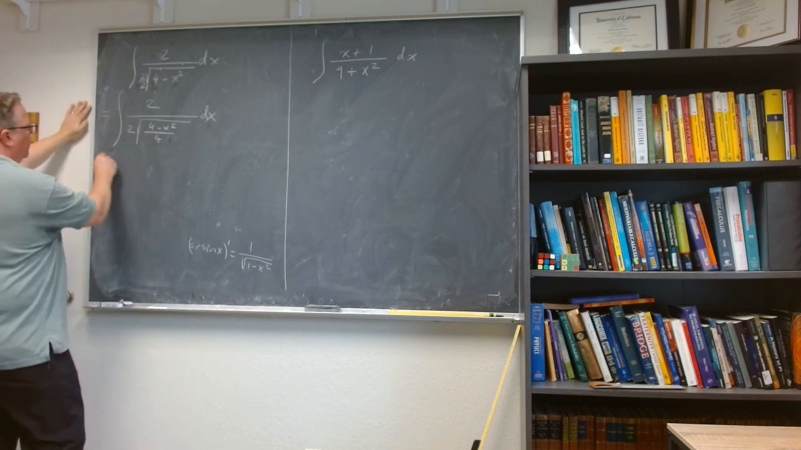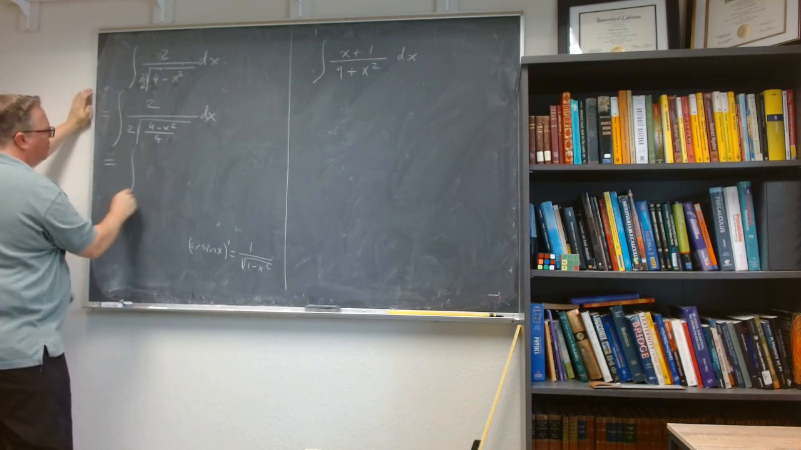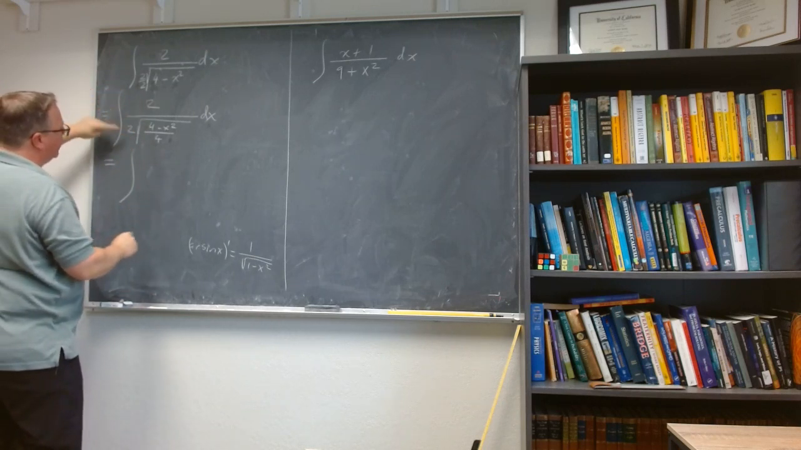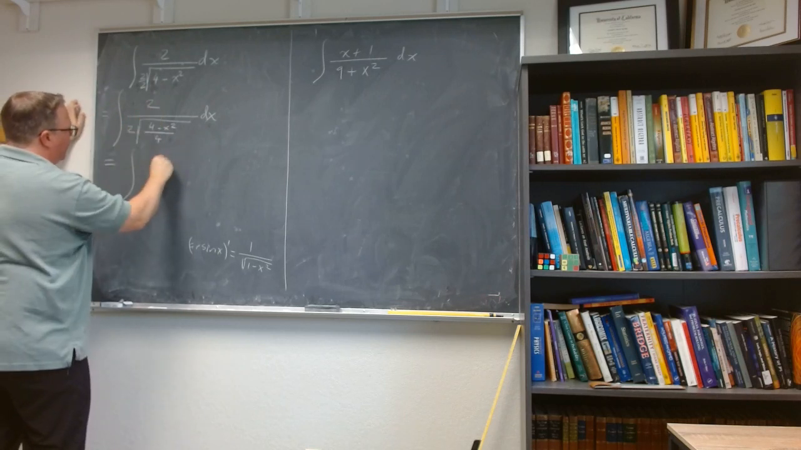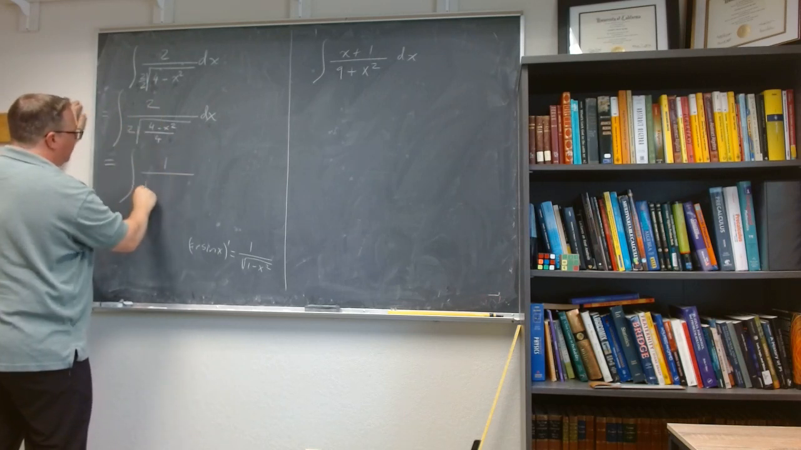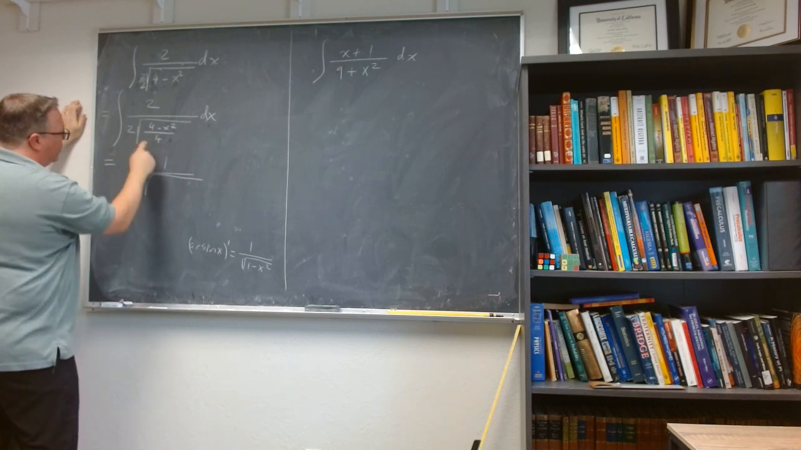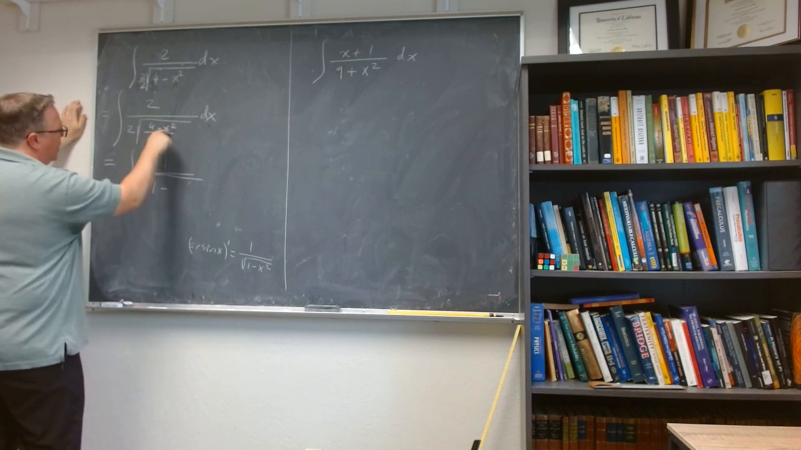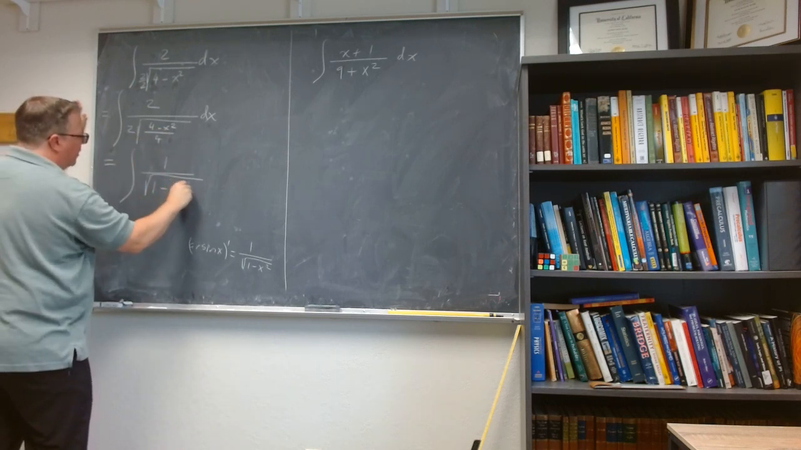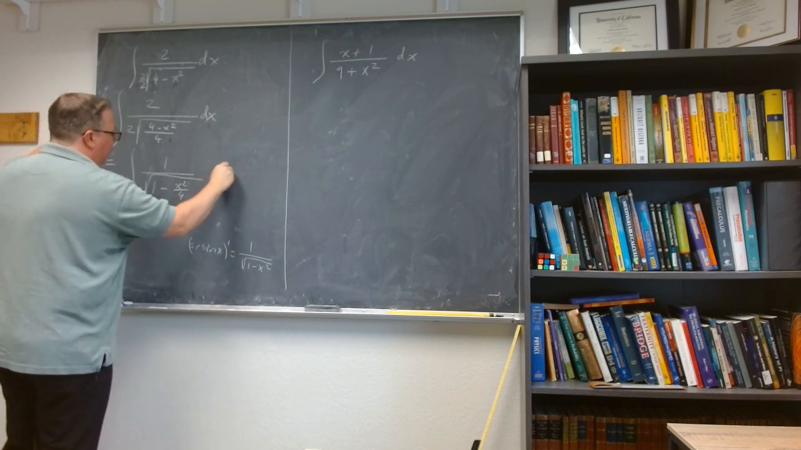So let's go ahead and give it one more layer of simplification. The 2's cancel, become 1. So I have 1 over the square root of, and here my 4 over 4 becomes 1, and here I have x squared over 4 dx.